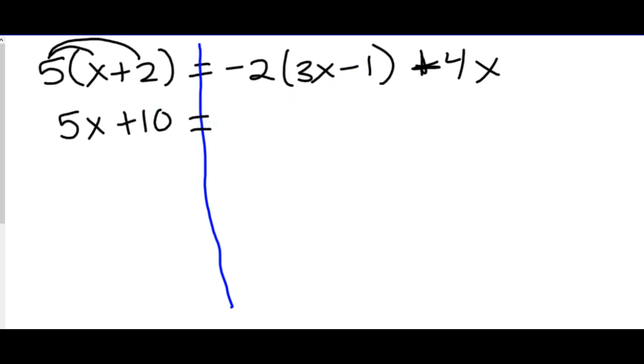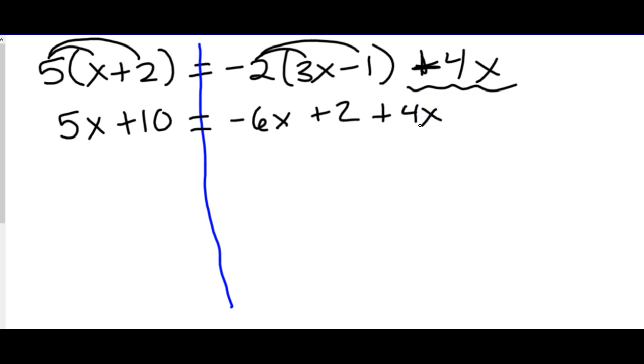Okay, same thing on the other side. I'm going to have to distribute this negative 2, but I only distribute it by the stuff inside the parentheses. Yes, there's another term down here at the end, plus 4x. But since that plus 4x is not inside the parentheses, it doesn't get multiplied by the negative 2. So negative 2 times positive 3x is negative 6x. Negative 2 times negative 1 is positive 2. And then we just bring down the 4x.